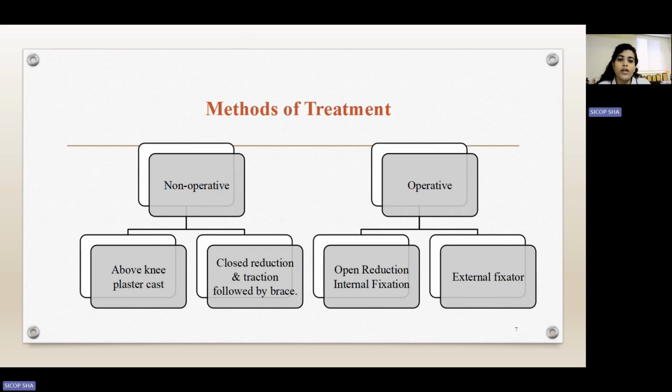Methods of treatment, there are two ways, non-operative and operative. For the non-operative, we usually go with an above knee plaster cast or closed reduction and traction followed by a brace. For operative, we usually go with open reduction internal fixation, or an external fixator if there is a severe case.